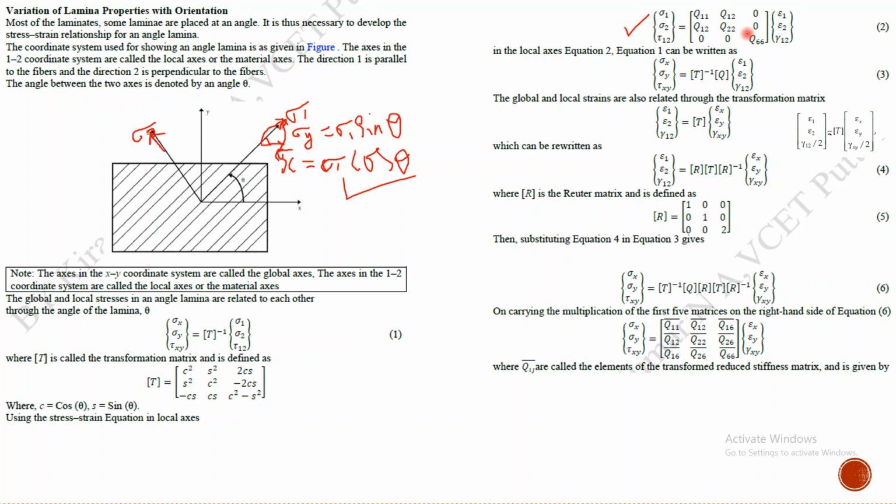Now, since I want the stresses in the xy directions, I am going to substitute equation number 2 in equation number 1. If we do that, the terms will be expressed in this way, included with the inverse of the transformation matrix multiplied by the Q matrix. Let us call this equation number 3.